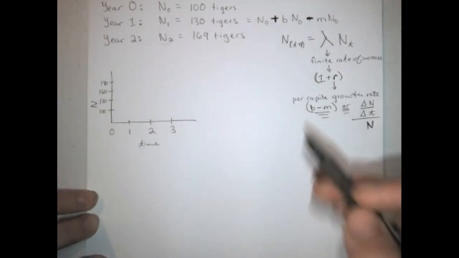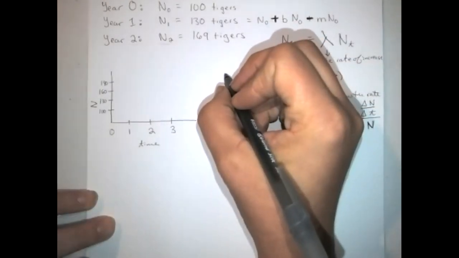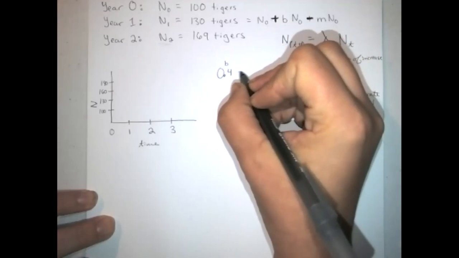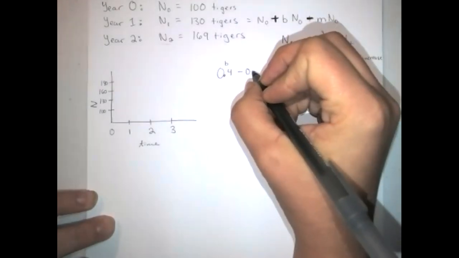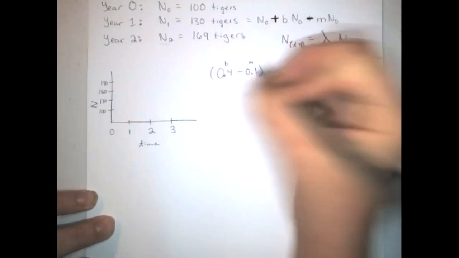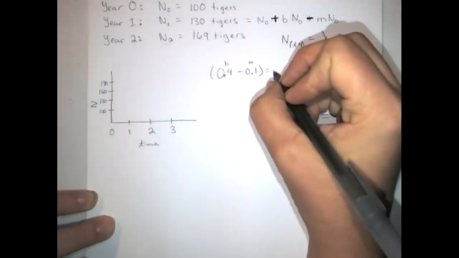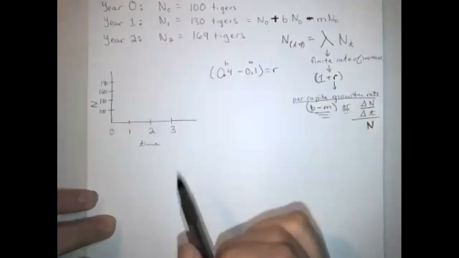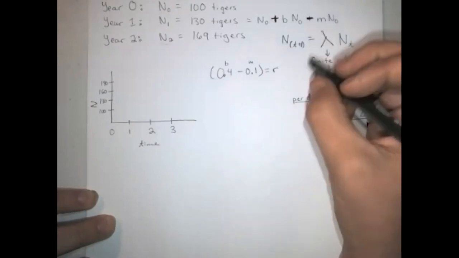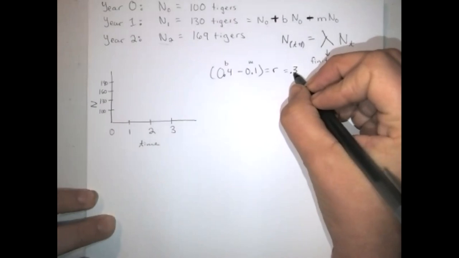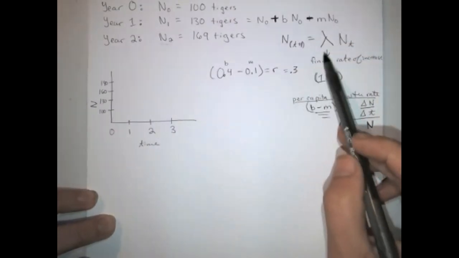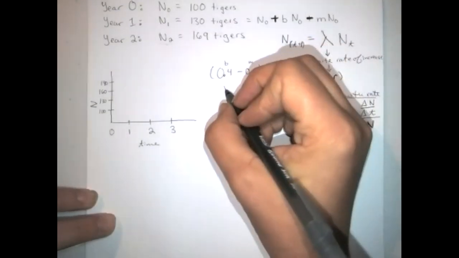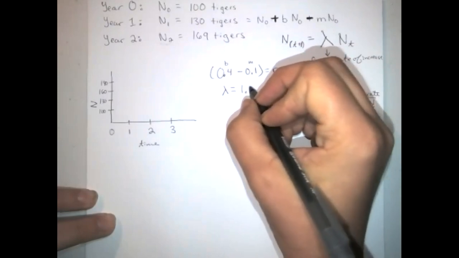So for our tiger population, our birth rate was 0.4 minus our death rate, which was 0.1, and that would give us R. So the ultimate per capita growth rate for this particular population of tigers is going to be 0.3. Lambda, however, is 1 plus 0.3. So lambda for this particular population is 1.3.